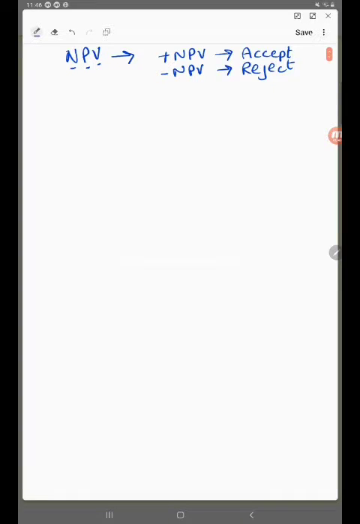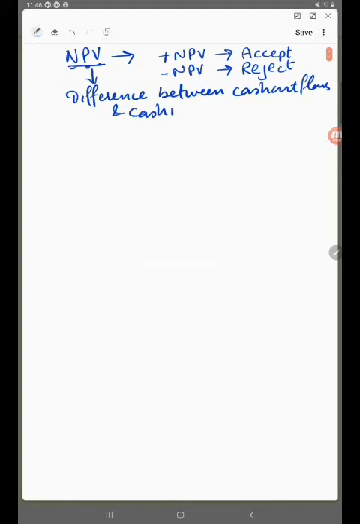So what is a net present value? Net present value is simply a difference between what you invest, between cash outflows and cash inflows. Inflows, what you get back from the project. So if you want to know how to compute net present value, you should know how to compute present value. So we need present value of our cash flows.